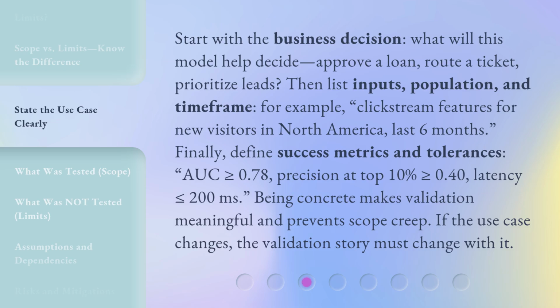Finally, define success metrics and tolerances. AUC is greater than or equal to 0.78. Precision at top 10% is greater than or equal to 0.40. Latency is less than or equal to 200 ms. Being concrete makes validation meaningful and prevents scope creep. If the use case changes, the validation story must change with it.